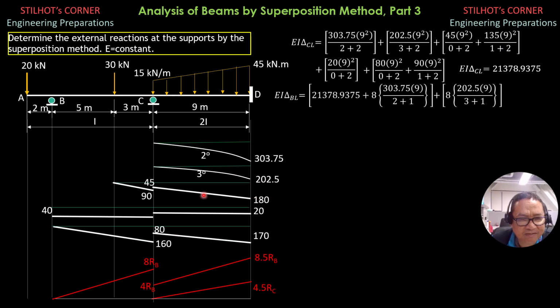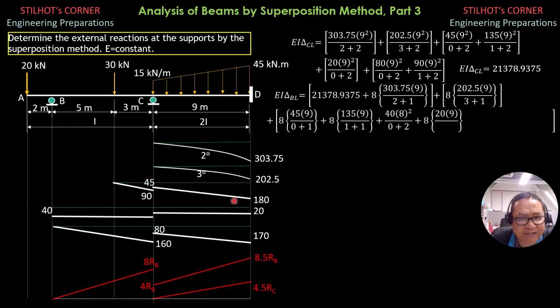Then for this diagram here, we have 45 and 180 minus 45, 45 couple. So for the couple, 8 times 45, 9 over 0 degree plus 1. Then for the 135 kilonewton meter couple, 8 times 135, length 9 divided by first degree plus 1.